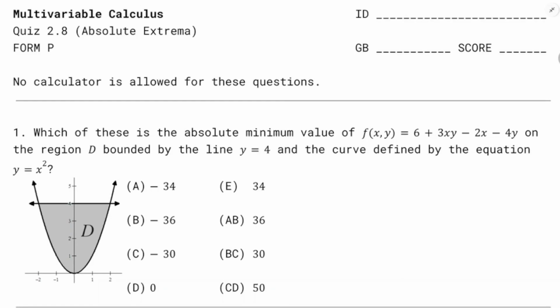And the first one is, okay, kind of like the example I probably worked in class. We've got a function we're trying to maximize on a region that's bounded by a horizontal line and a parabola. And you see we've got some multiple choice answers. I'm going to work this in some blank space because it's going to take a little bit.